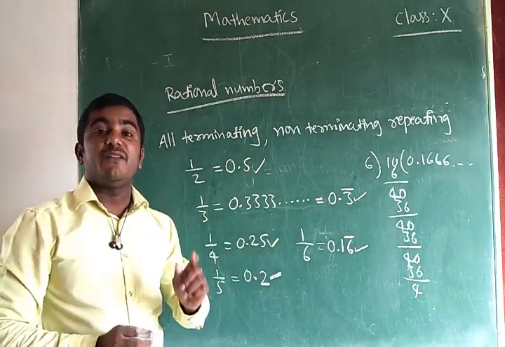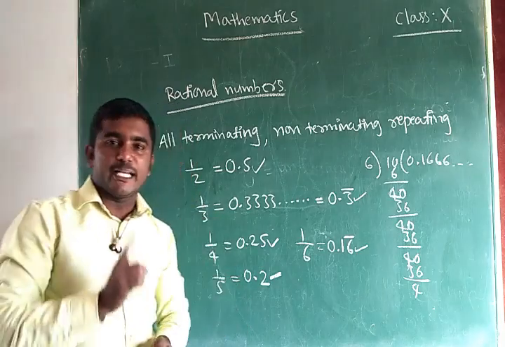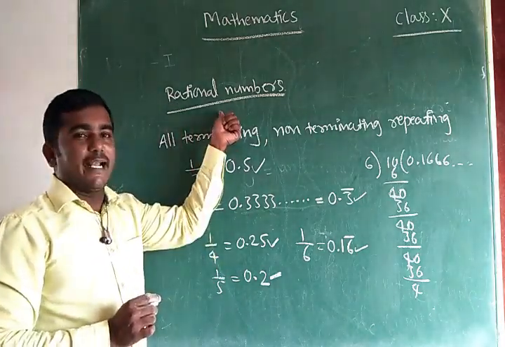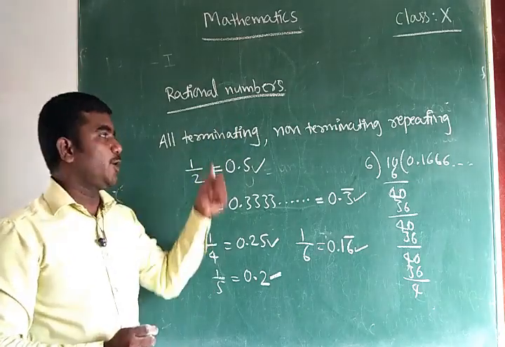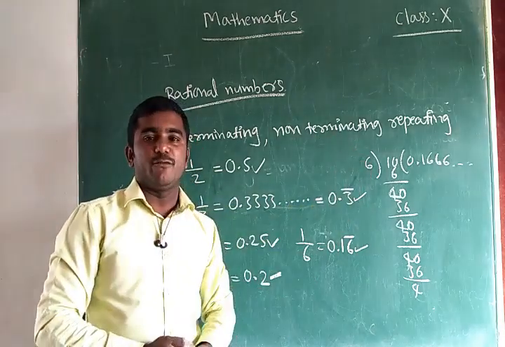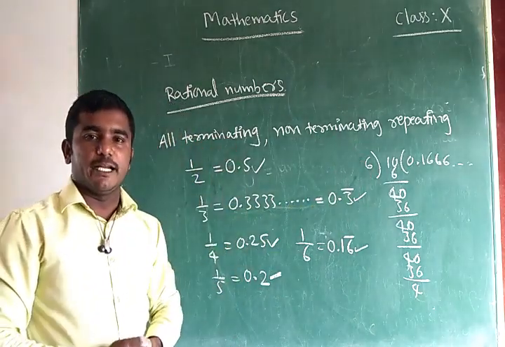That's why a number which is in the form of p by q, where q is not equal to 0 and p, q are integers, is called a rational number. One more definition is that all terminating and non-terminating repeating values are called rational numbers.